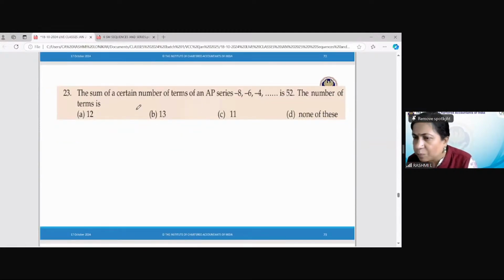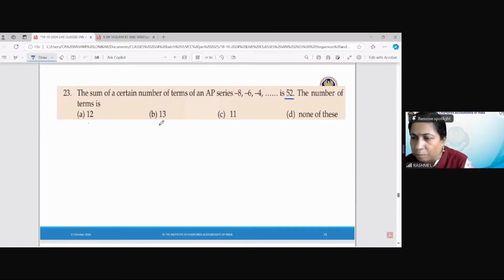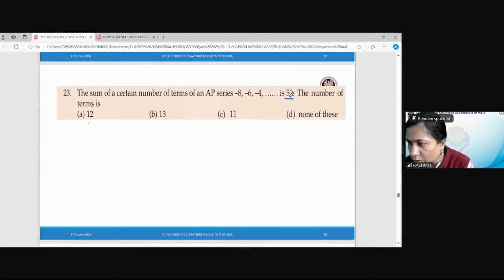अभी 23rd. The sum of certain numbers of the term is 52. अभी यहाँ 52 है ना, 52 कौन किसके टेबल में आता है? 12 के, 13 के, 11 के, 13 के टेबल में आता है ना. तो हम ट्राई करेंगे उसको देख के. 13 4 जा 52 होता है ना, 13 4 जा 52. हाँ, तो let us see. The sum of certain terms of the AP is 52. The number of terms is.